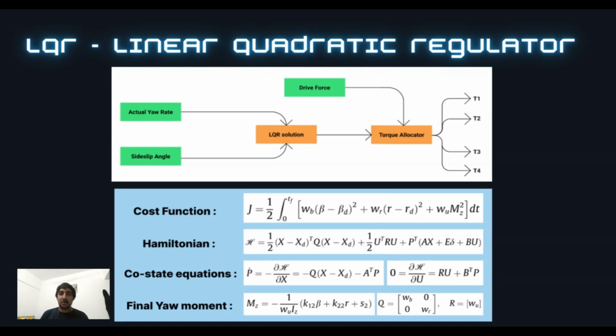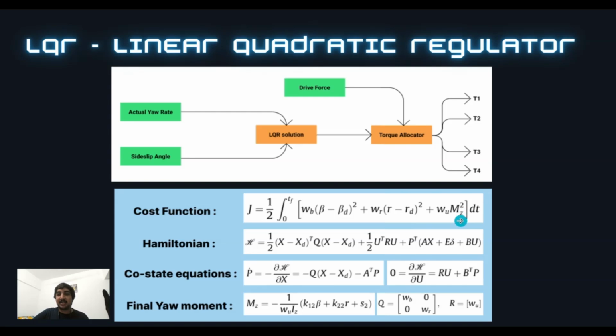Coming to LQR, a linear quadratic regulator, this is one of the basic controllers which again uses the bicycle model as we have seen before, which is a linear state space. And the quadratic part comes with the cost function, which you can see here penalizes any errors in the side slip or yaw rate. The reference side slip is zero, since we don't want any side slip. And the reference yaw rate is calculated as we've seen before using the driver's steering input and the vehicle velocity.